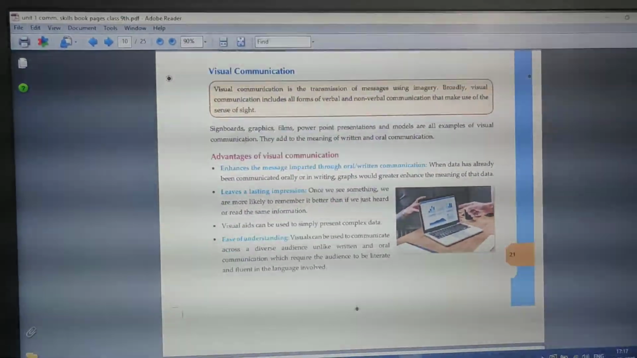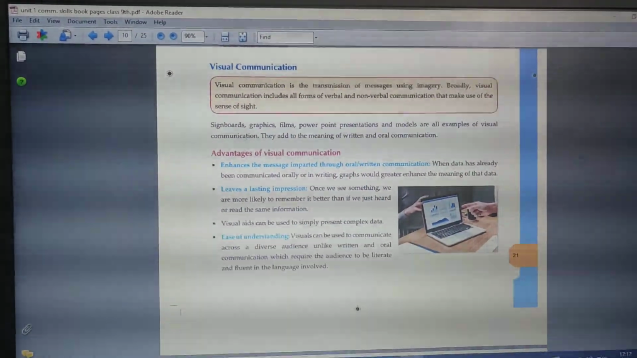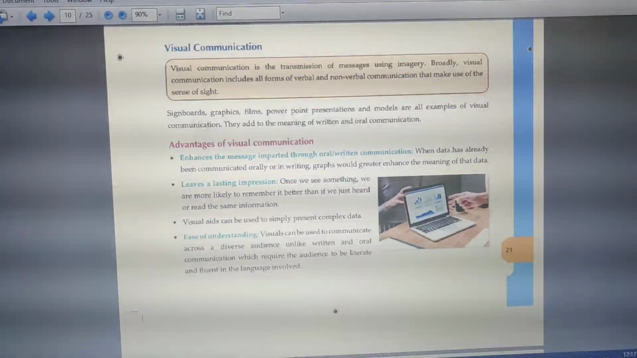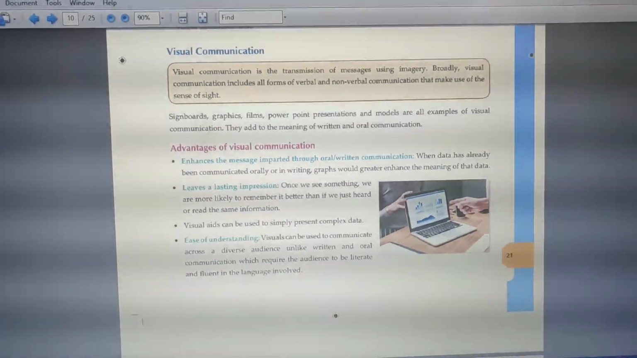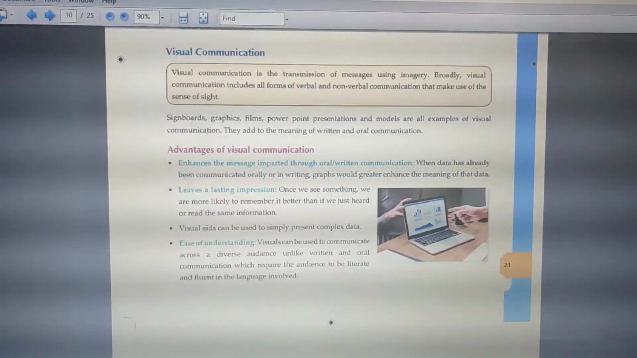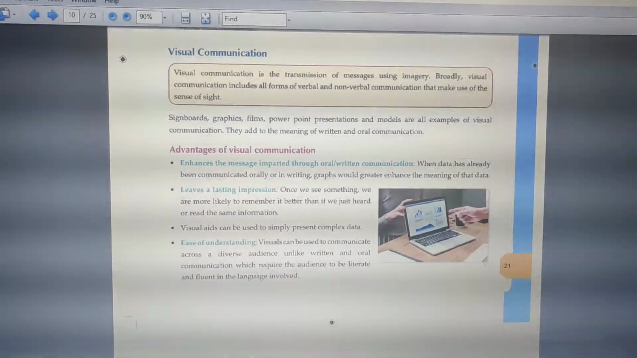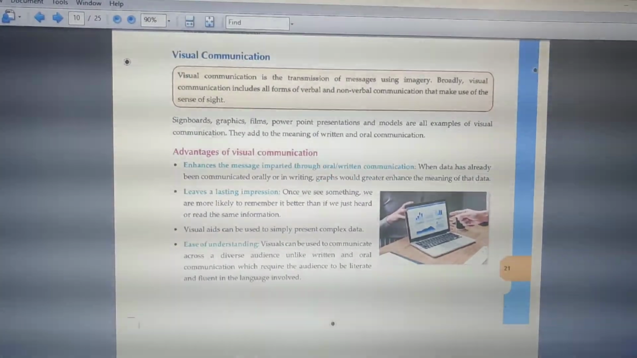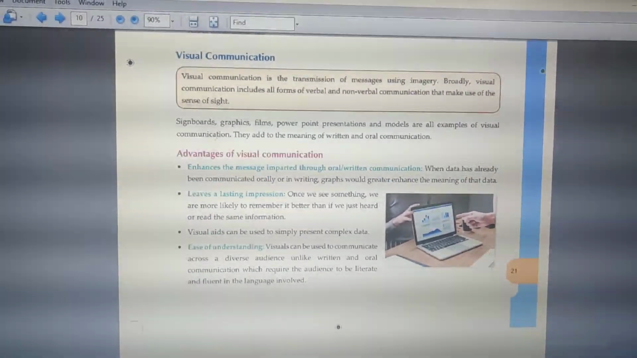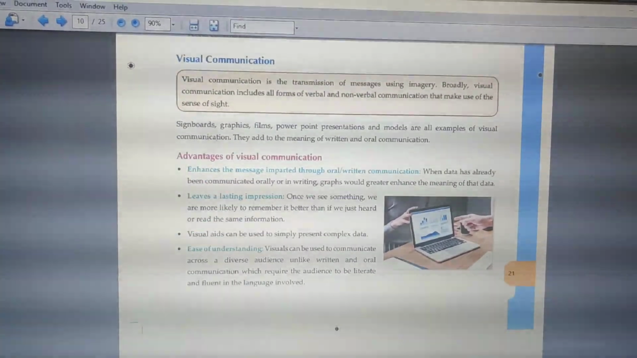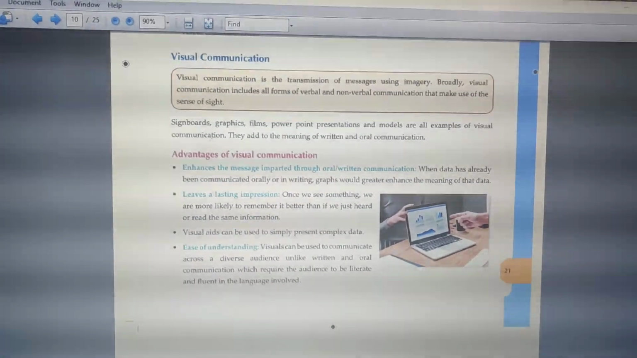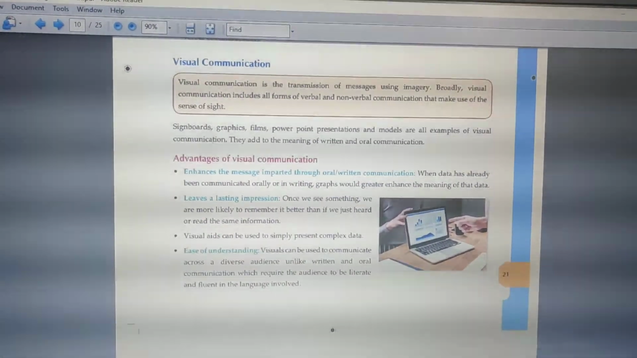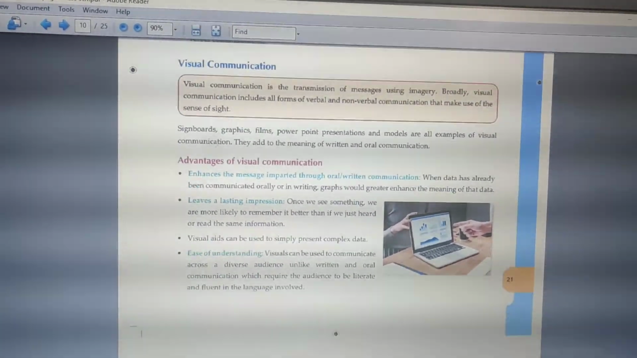So let's start. Let's see the advantages of visual communication. First advantage of visual communication is it enhances the message imparted through oral and written communication. It means when data has already been communicated orally or in written form, graphs would greatly enhance the meaning of the data. When we explain the message through both mediums, which is verbal and non-verbal, that is in oral and written form, then the graph would greatly enhance the meaning.